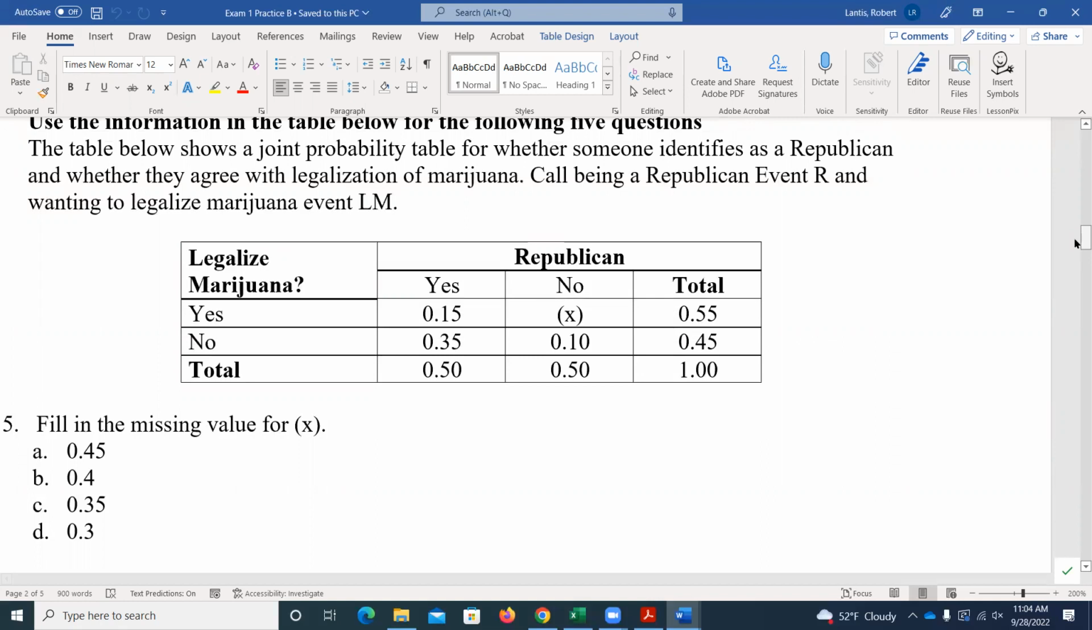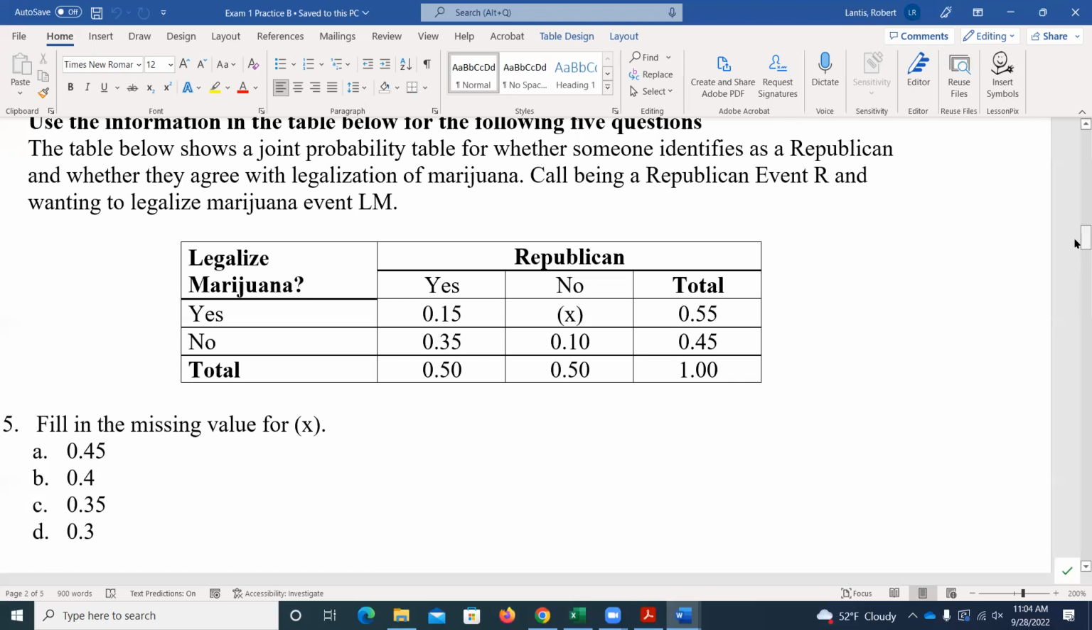I just go to one of these top 4 left cells and find where my 2 events intersect, if you want to think of it that way. So here, if someone is not Republican and does not want marijuana legalized, the probability of the intersection of those 2 events would be 0.1. It's as simple as looking it up on the table.